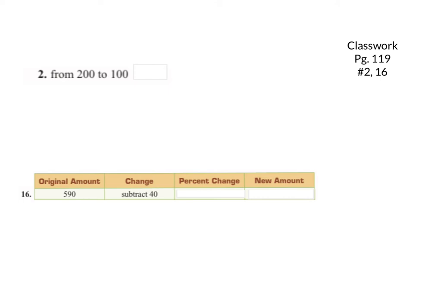It went from 200 to 100. How much did it change if it went from 200 to 100? It changed by 100, right? What's the original amount of that? 200. So that was a 50%. Was it an increase or a decrease? That was a decrease, right? If it went from 200 to 100, that was a decrease. All right.